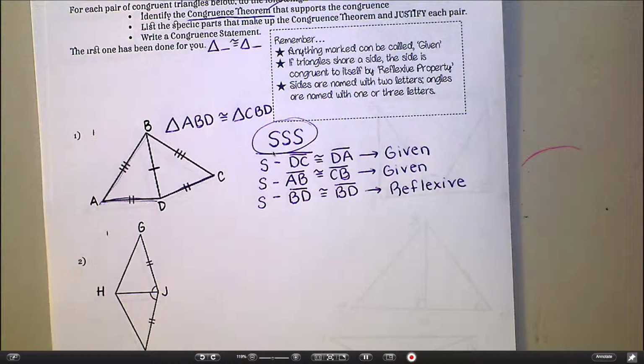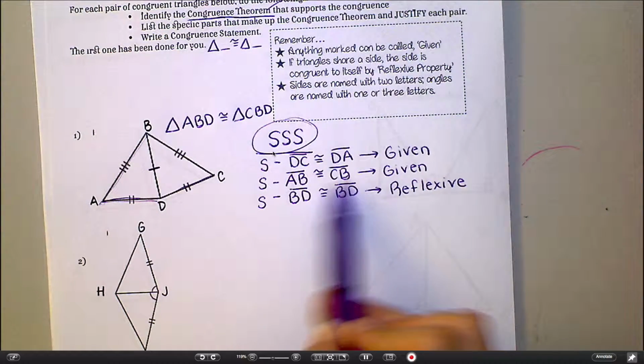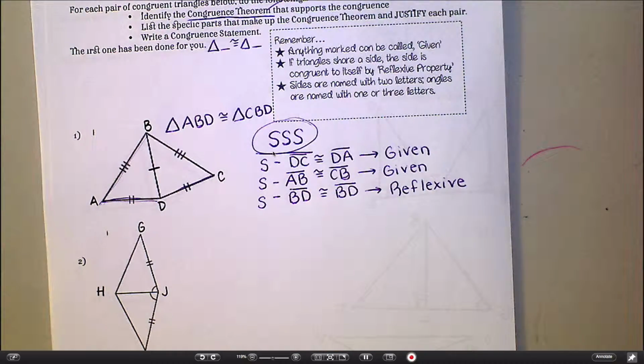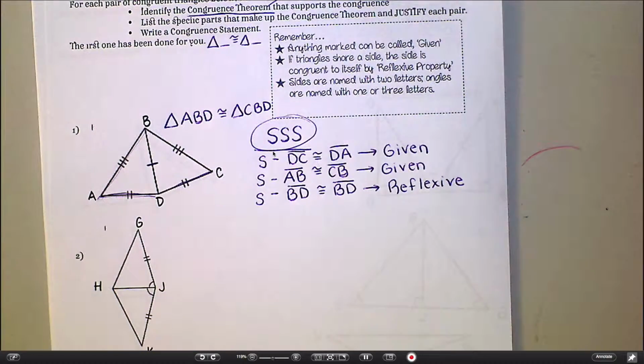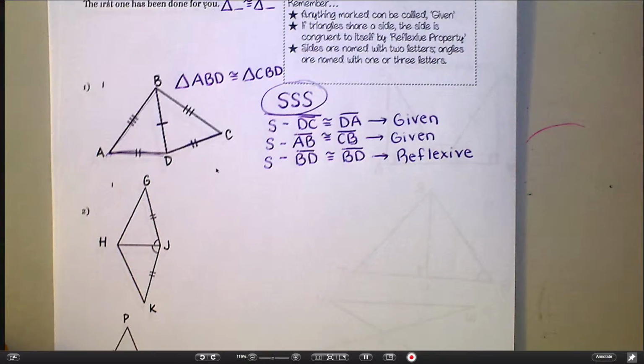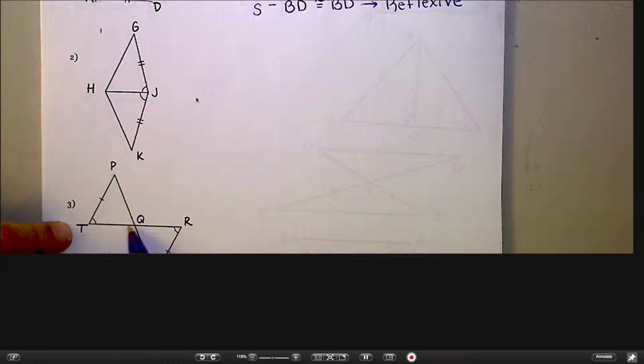So you're going to name a theorem, you're going to name the pieces, and remember, a lot of it's given to you. Probably one or two of the three is going to be given, and then you just have to say if there's anything where there's reflexive property. Or for example, I'm looking in number 3. Number 3 has vertical angles, so you could name these angles and say, hey, I know those are congruent because of vertical angles, things like that.